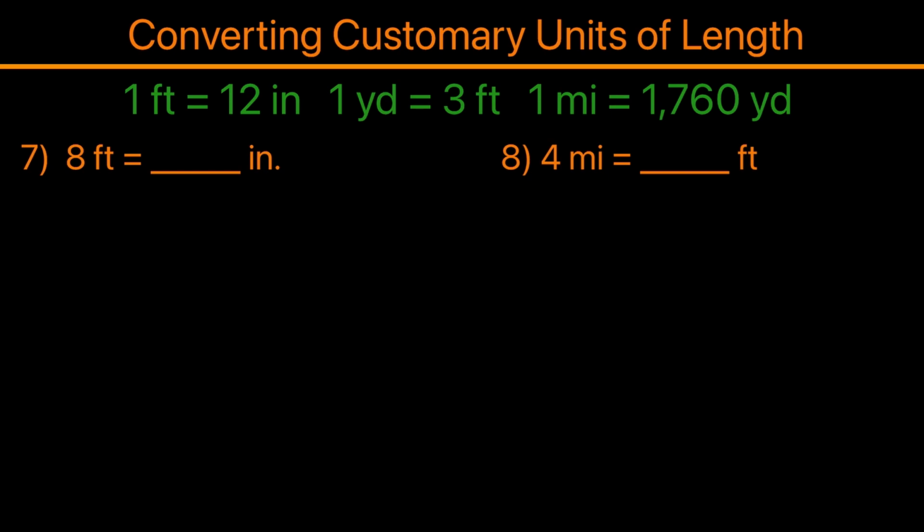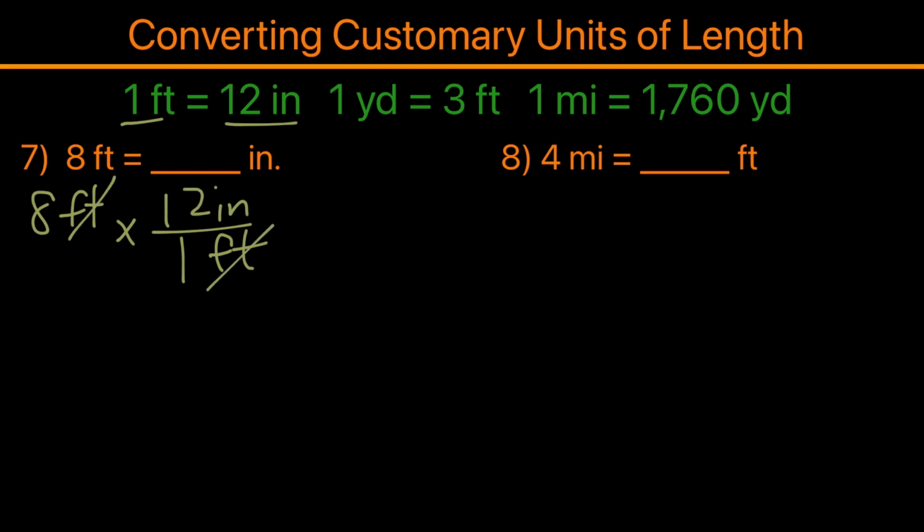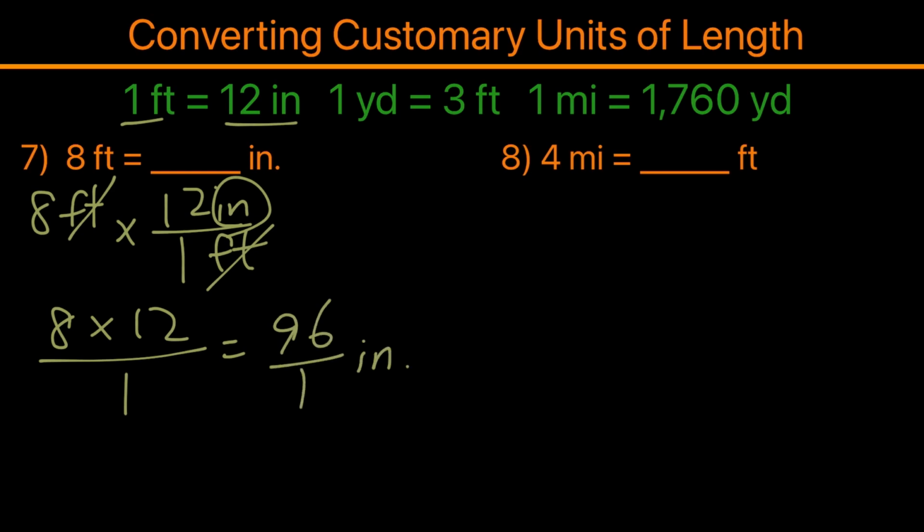Now for example 7, we have 8 feet converting to inches. So we'll write out 8 feet, and we know the denominator needs to be feet, numerator needs to be inches, and we can use this conversion here. 1 foot equals 12 inches. Cross out the feet, then we're left with inches. So 8 times 12 over 1 equals 96 over 1 inches. So the answer is 96 inches.